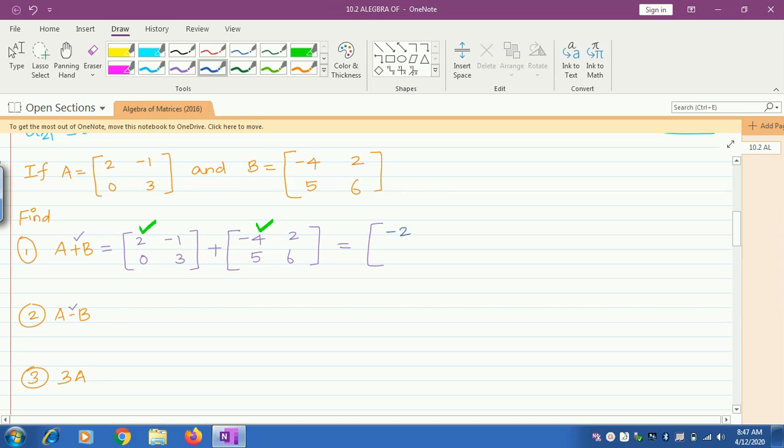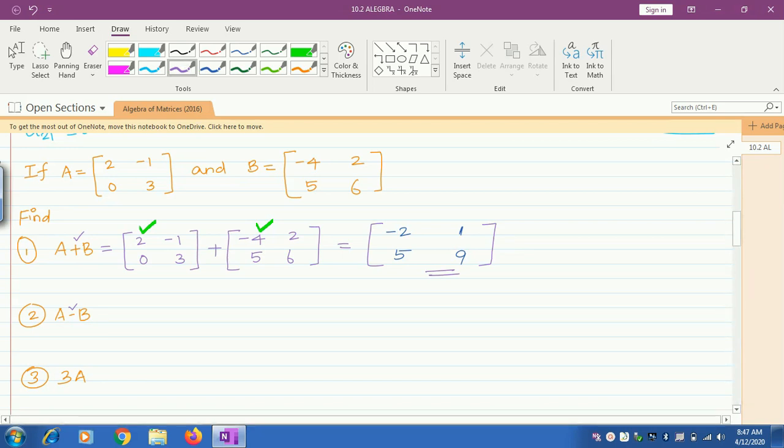Now coming to the next one, minus 1 plus 2. So you will get plus 1. And here 0 plus 5. So you have to add the corresponding elements of the matrices. So 3 plus 6, which is equal to 9. So this is your matrix. So you have to add the two matrices.